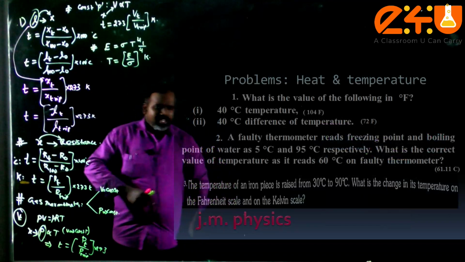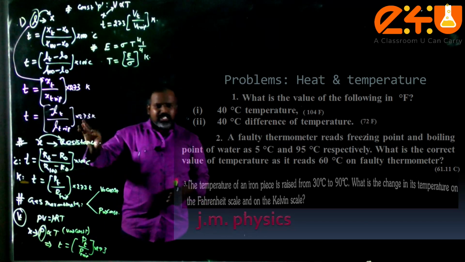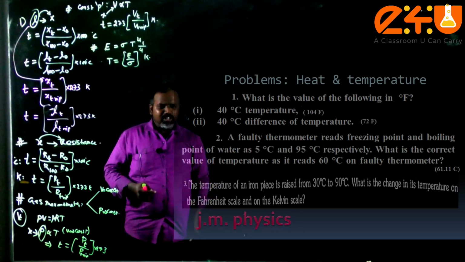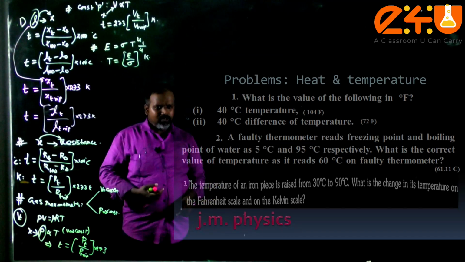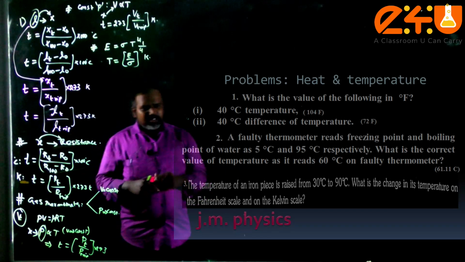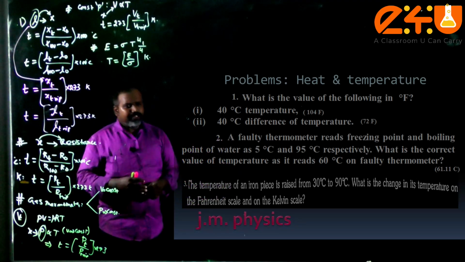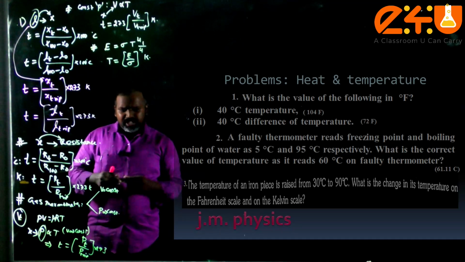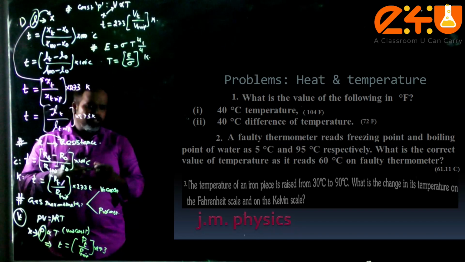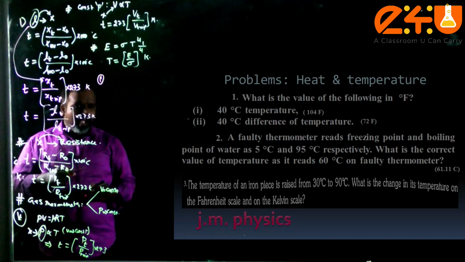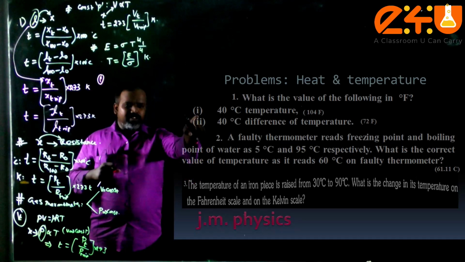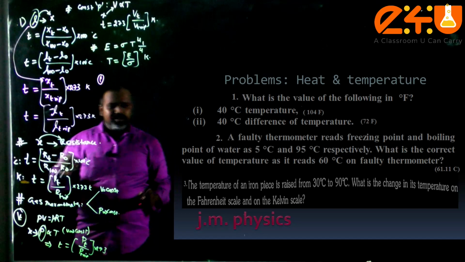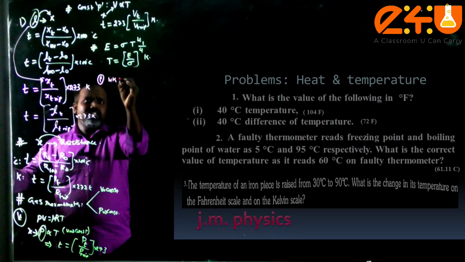Go for the next one. So far we discussed the topics of heat and temperature. Now we are going to do some model problems related to the concepts we discussed. The first question: what is the value of the following in degrees Fahrenheit? In question number 1, we have to find the corresponding value of 40 degree here and 40 degree there, in terms of degrees Fahrenheit. We know the relation between the scales.